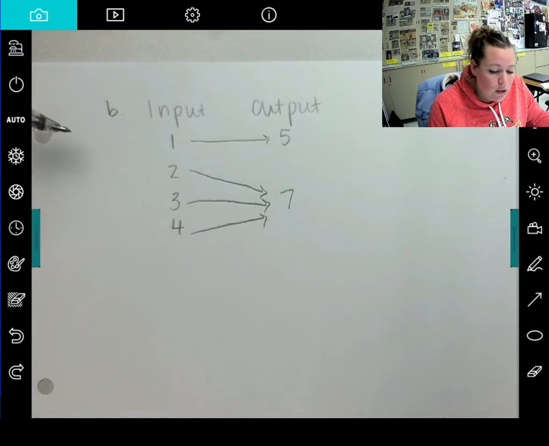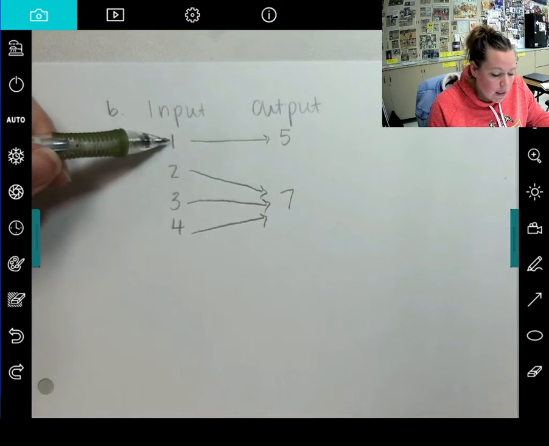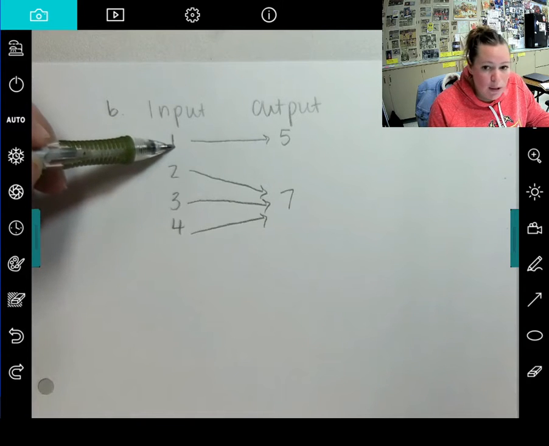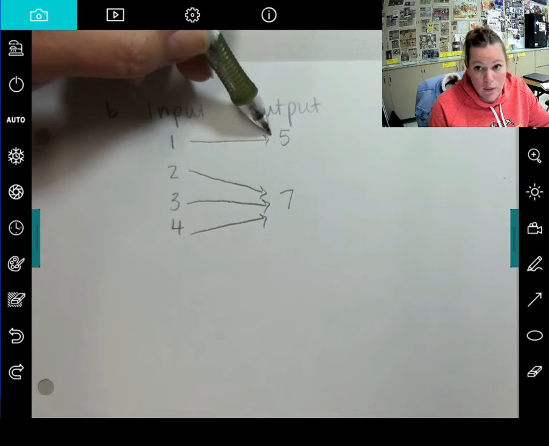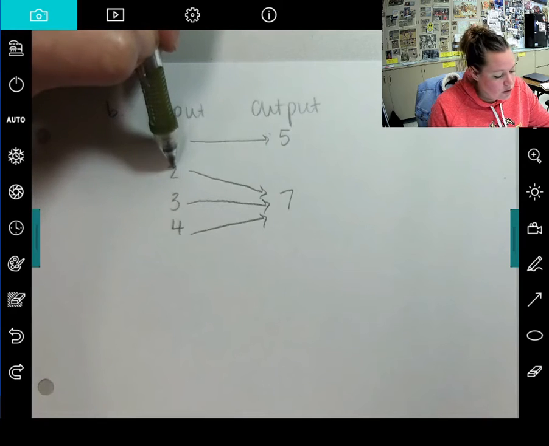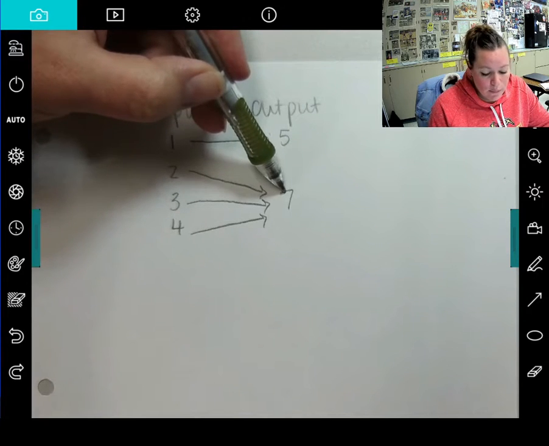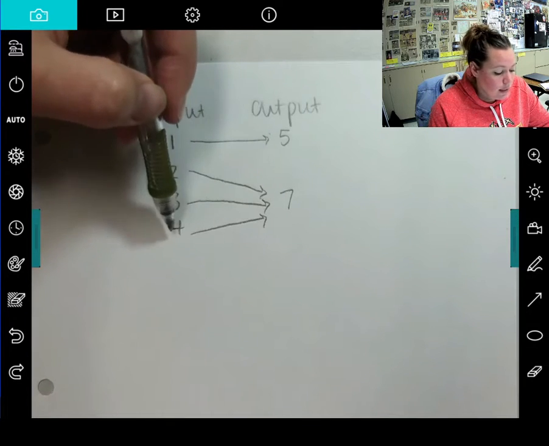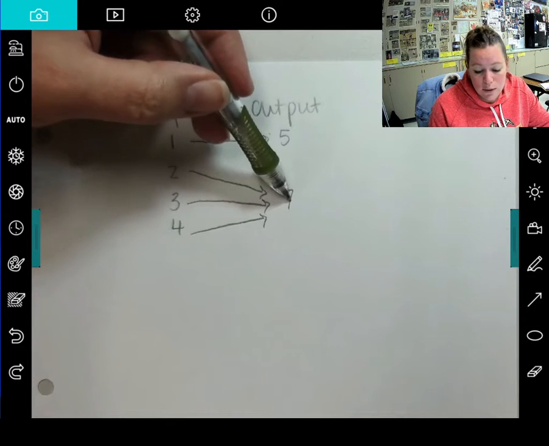We want to identify, is there more than one output for each input? When we plug in 1, there is one output. When we plug in 2, there is one output. When we plug in 3, there is one output. And when we plug in 4, there is only one output.